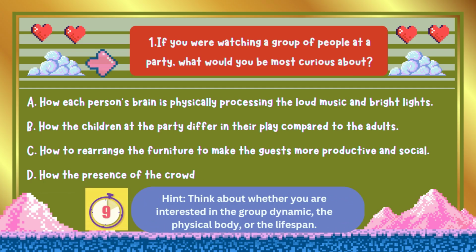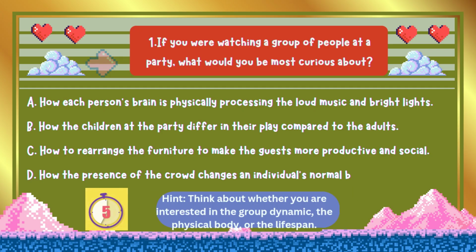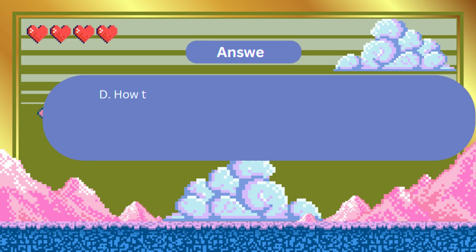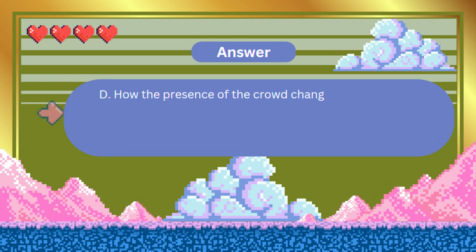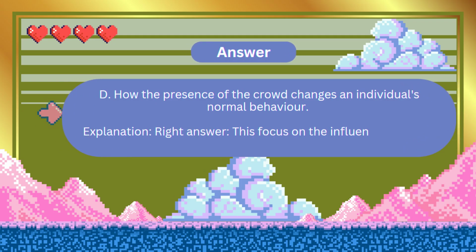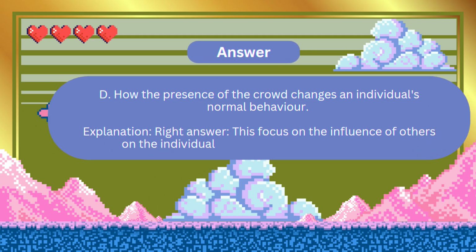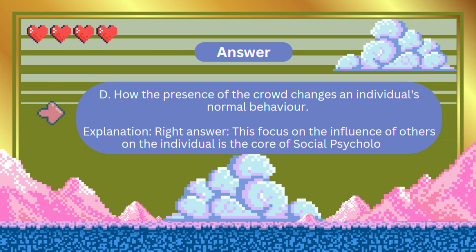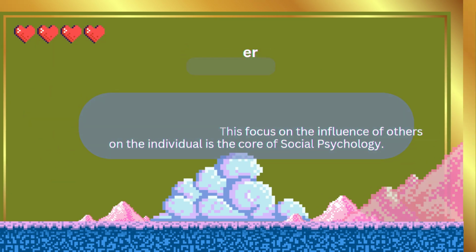Hint. Think about whether you are interested in the group dynamic, the physical body, or the lifespan. Answer. D. How the presence of the crowd changes an individual's normal behavior. Right answer. This focus on the influence of others on the individual is the core of social psychology.